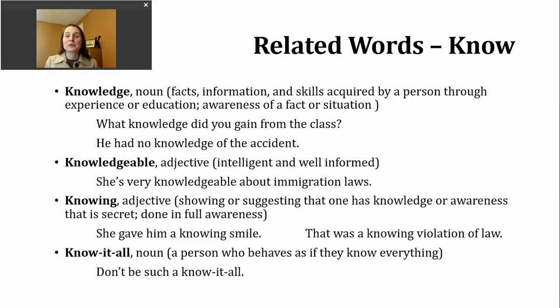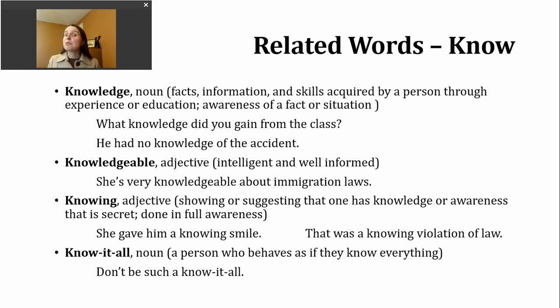The next word we're going to look at is an adjective. It's knowledgeable. It means intelligent and well-informed. If someone uses this word to describe you, that is definitely a compliment. Here's an example. She's very knowledgeable about immigration laws. So she is intelligent, she is well-informed on this particular topic.